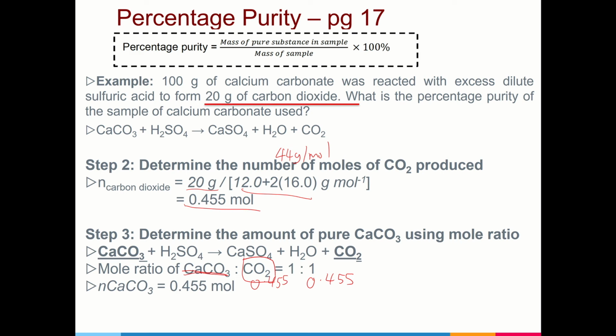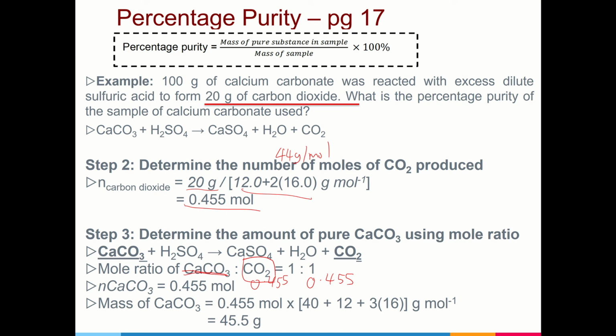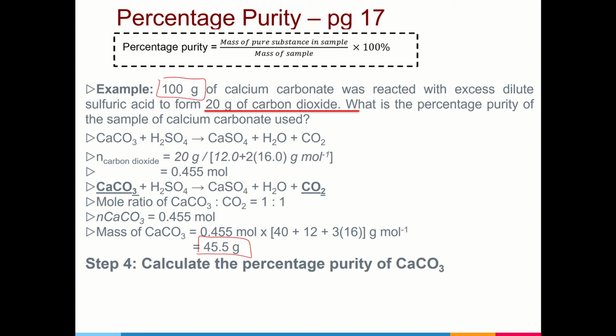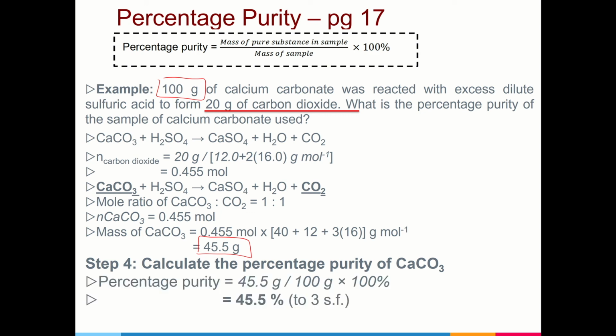What is the mass? I multiply by the molar mass. The mass of my calcium carbonate is 45.5, and this is out of 100. So what does this mean? Out of 100 gram, 45.5 gram is pure calcium carbonate. I repeat, this sample is impure and contains impurities, but we don't know the percentage.